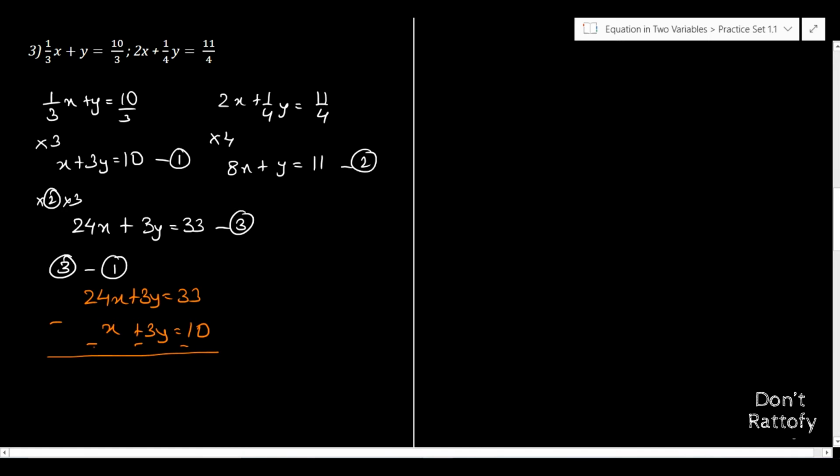24x minus x is 23x. Plus 3y minus 3y gets cancelled, is equal to 33 minus 10, which is 23. I have 23x is equal to 23, so x is equal to 23 upon 23. The value of x is 1, because 23 1s are 23. That's why the value of x here we got as 1.